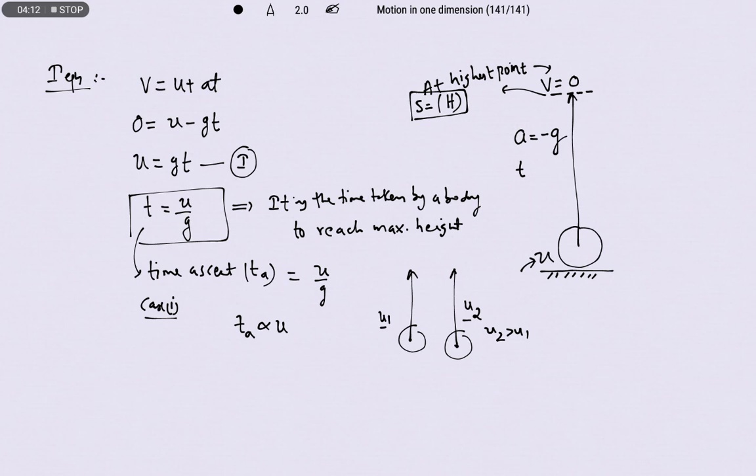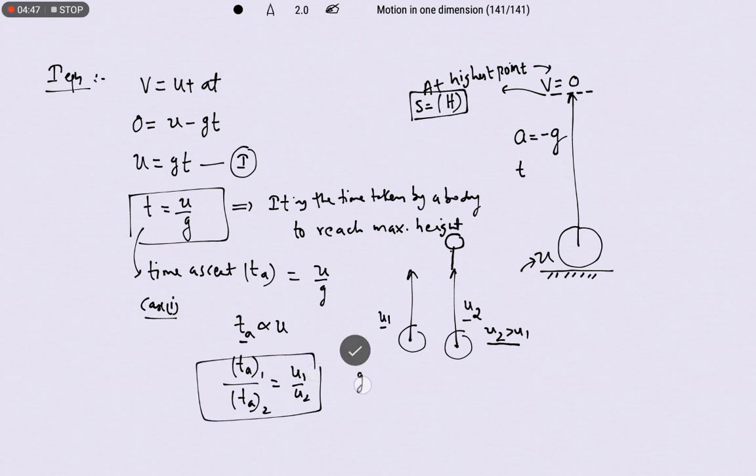What is the meaning of that? If the initial velocity of an object is greater, then it covers a greater height compared to the other object. That means it has a greater time of ascent before its velocity becomes 0. Until its velocity becomes 0, the object is moving in the vertically upward direction. So we can write TA1 by TA2 equals u1 by u2, when g is constant. So this is case 1.